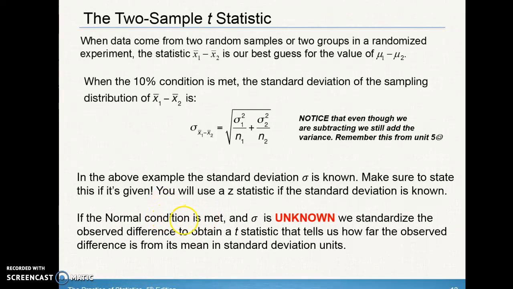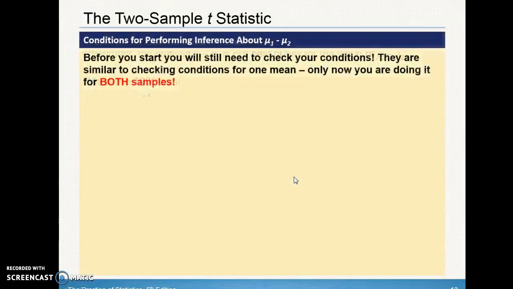So if our normal condition is met and our population standard deviation is unknown, we standardize the observed difference to obtain a T statistic that tells us how far the observed difference is from its mean in standard deviation units. All that means is if we don't know this population standard deviation, we use the test statistic T. If you do know it, you're going to use Z.